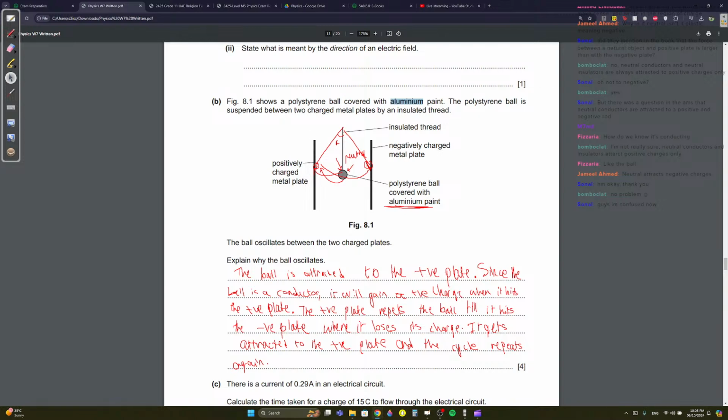Let's see. Did they mention in the book that the force between a neutral object and a positive plate is larger than with a negative plate? Neutral conductors and neutral insulators are always attracted to positive charges only? No. They are attracted to negative. Guys, they are attracted to negative. How do we know it's conducting, like the ball? It's because it's aluminum.